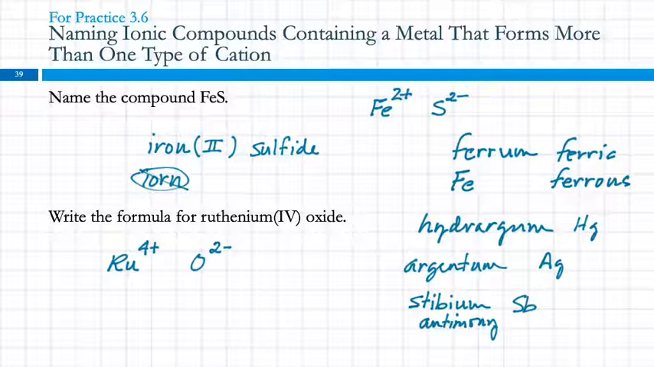So the charges are not the same. One's a 4 and one's a 2. If you do the crisscross thing, you're going to have to simplify. If we think about this, I need 2 oxides so that the negative charges add up to the positive charges. So the formula here is RuO2. Questions?